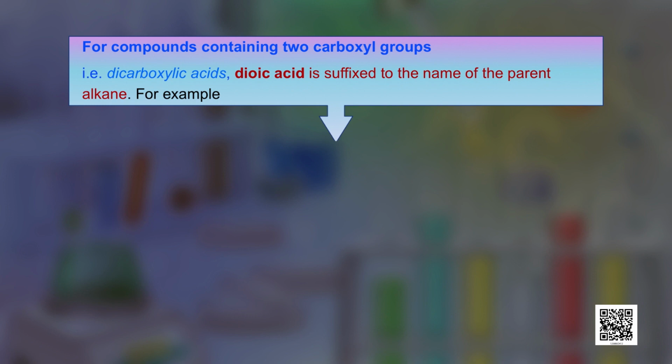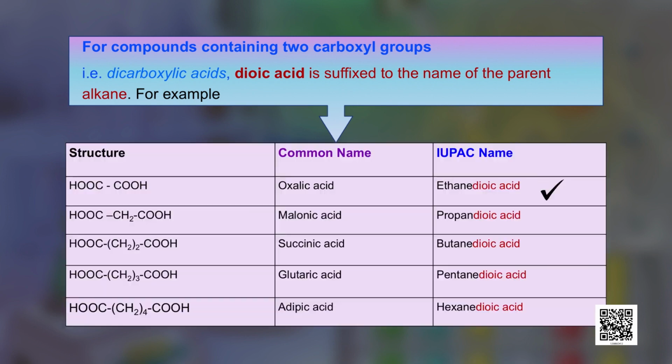Let us now see how the compounds containing 2 carboxyl groups are named. These compounds are called dicarboxylic acids and we suffix the word dioic acid to the name of the parent alkane in their names. For example, for oxalic acid, which is the common name, and the compound contains 2 carboxyl groups, the IUPAC name is given as ethanedioic acid.